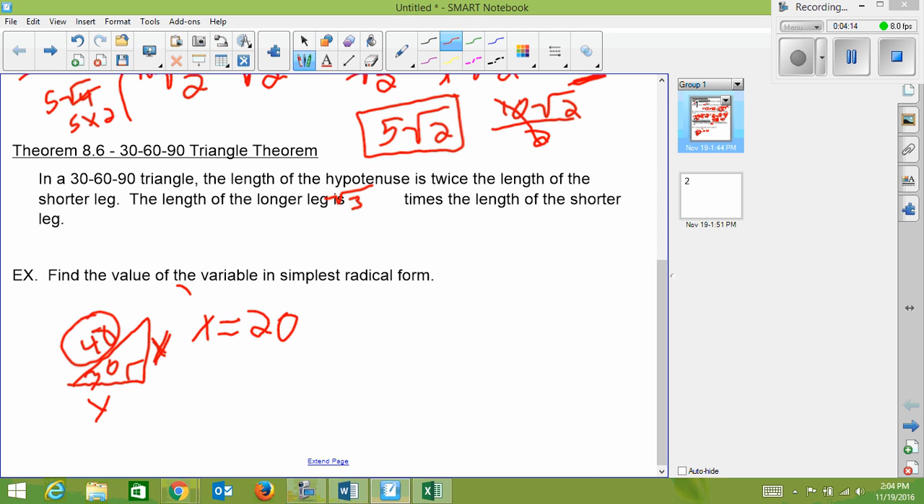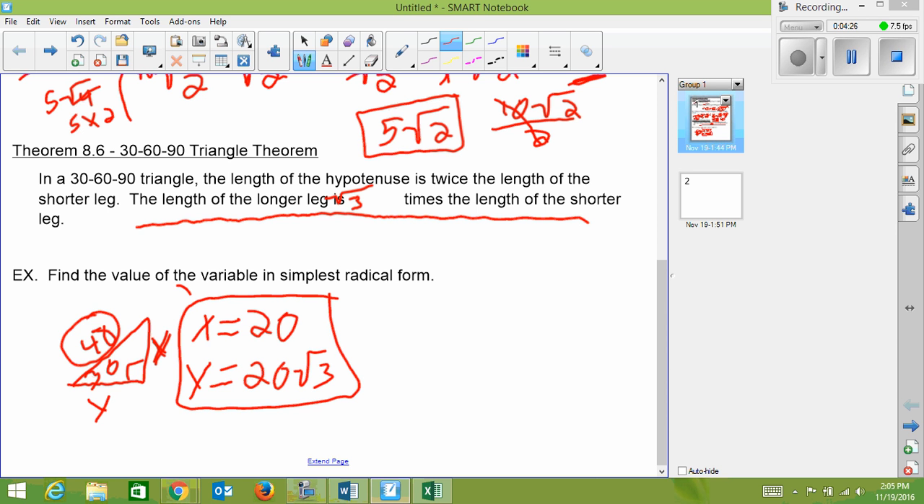So my x is 20, and then it says the length of the longer leg is square root 3 times the length of the shorter leg. So very simply, I just take 20 square root 3, there's my answer. And then I have another one for you. This one's going to be a little bit more complicated, but we can still use the same concepts to figure it out.